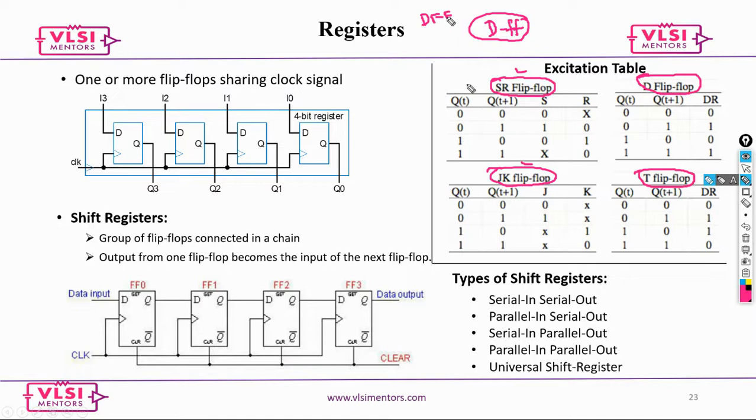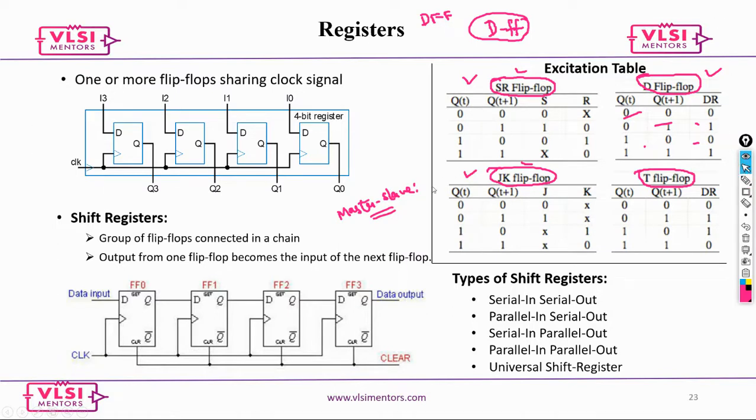So knowing these flops is good to know, but if you ask me, my suggestion is to always focus on the complete D flop. Okay, D and T would help you. Now there is one more concept that I did not bring here. There is something called master slave. There is something called master slave configuration.